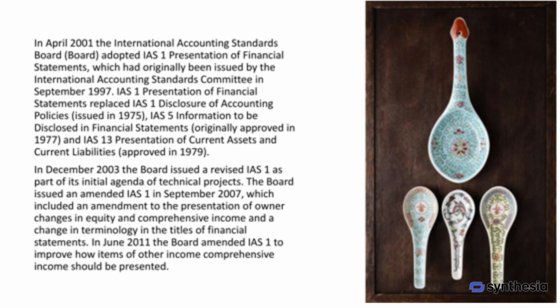Later, in December 2003, the IASB released a revised version of IAS 1 as part of its ongoing technical projects. The standard underwent another amendment in September 2007, which introduced changes related to the presentation of owner changes in equity and comprehensive income, as well as updated terminology for the titles of financial statements. The most recent amendment came in June 2011, with improvements made to the presentation of items within other comprehensive income.